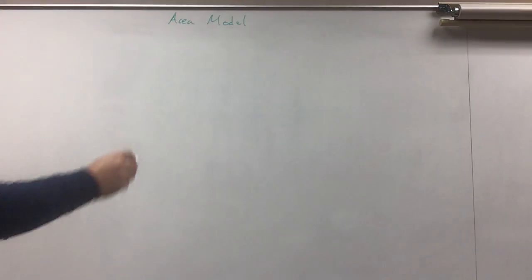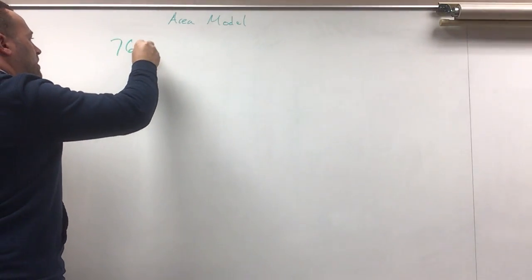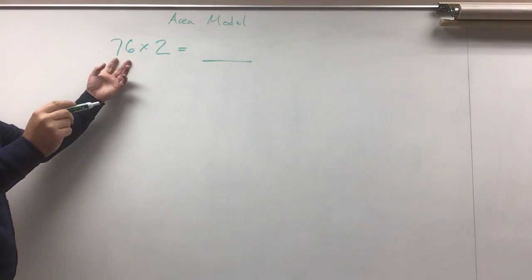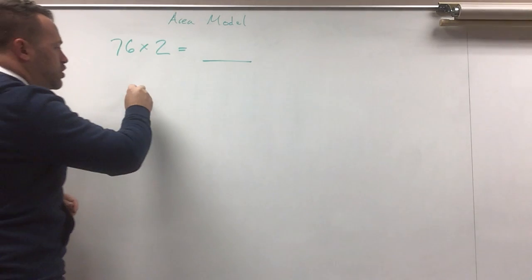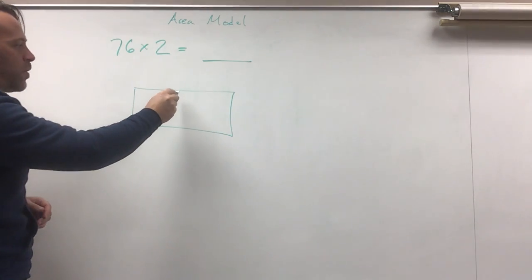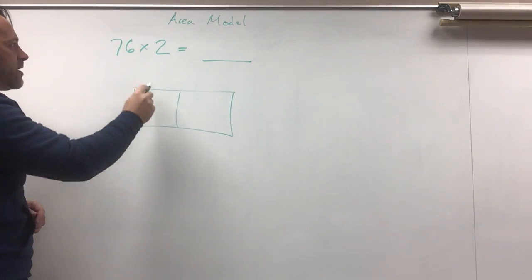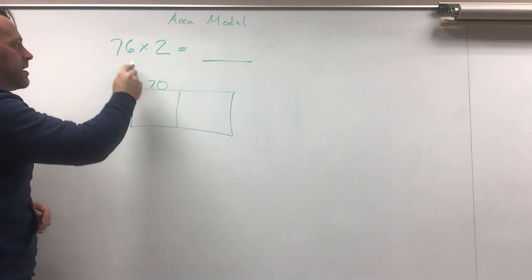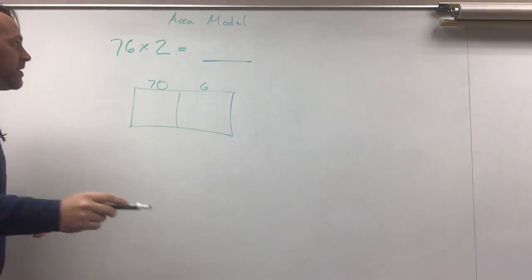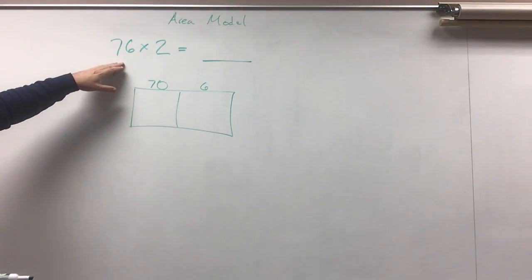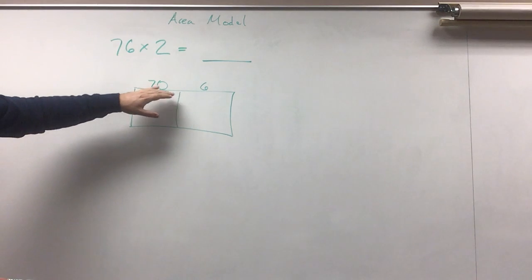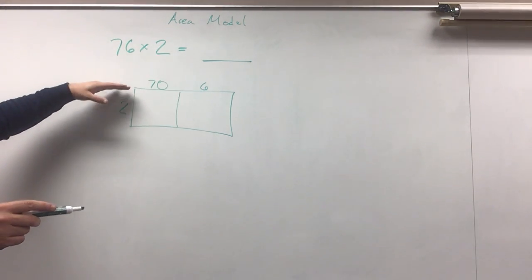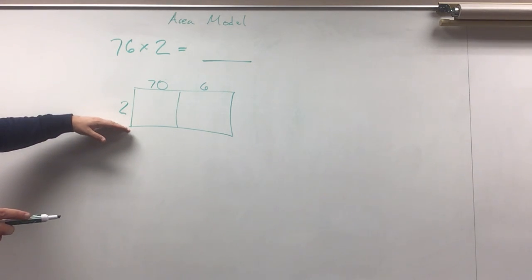Do a few more. 76 times 2. Well, I've got 2 digits here, I've got a single digit here. I'm going to do 2 boxes going across. I'm just going to make 1 box, divide it in half. What goes here? Not just a 7, but 70. What goes here? My 6. So I still have my 76, but I broke it down into values, 70 and 6. 2 goes along the side. I have 1 digit here, so I have 1 box going down.